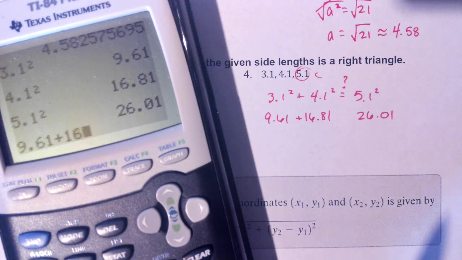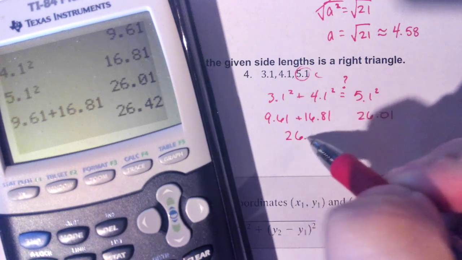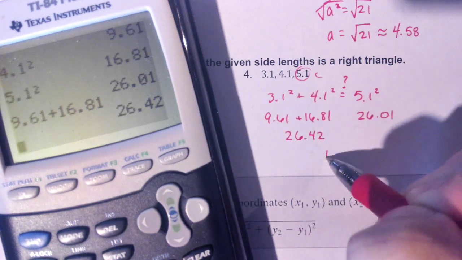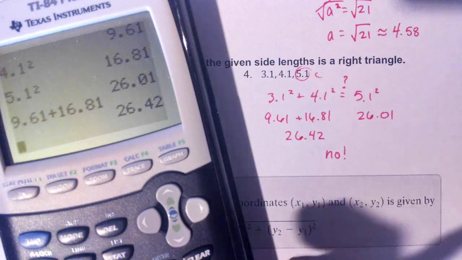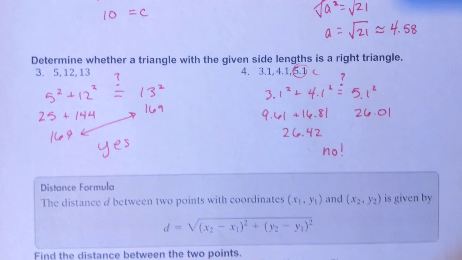9.61 plus 16.81 comes out to be 26.42. So close, yet so far, doesn't quite match. So no, that would not be a right triangle. So not too difficult stuff there.